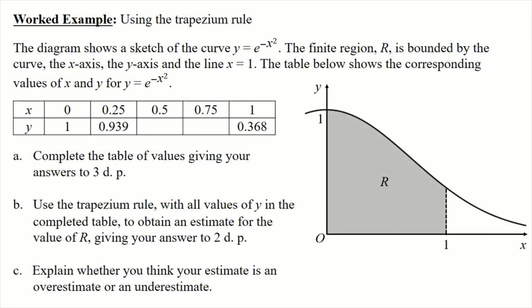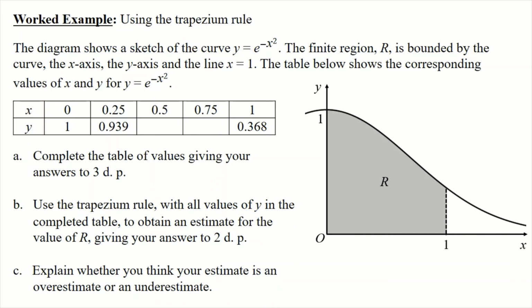There's a lot of information in this worked example, and it's based on the idea that we have just been talking about, the fact that e to the power negative x squared does not have a non-elementary antiderivative. This does not stop us, however, from calculating very, very good estimates for the area under the curve using the trapezium rule. And we've defined the finite region R as bounded by the x and y axes and the line x equals 1, including the curve as well.